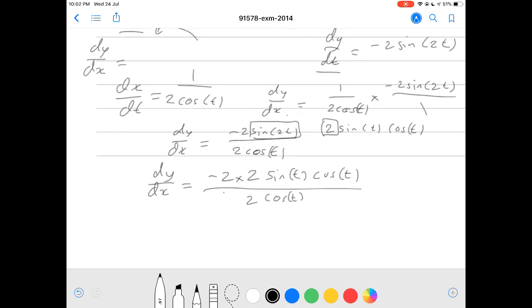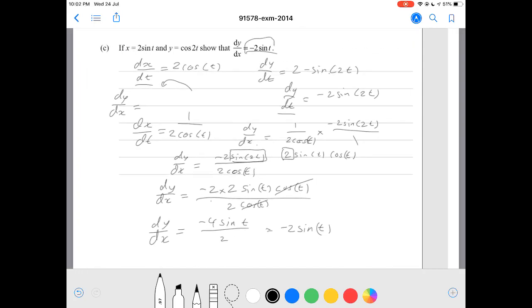Notice that we have cos t on the numerator and the denominator. So cos t cancels with cos t. What we're left with is dy over dx equals negative 4 sine t divided by 2. And if we simplify this, negative 4 divided by 2, that becomes negative 2 sine t. And that is what the question originally had. So that's your final answer there with all the working.